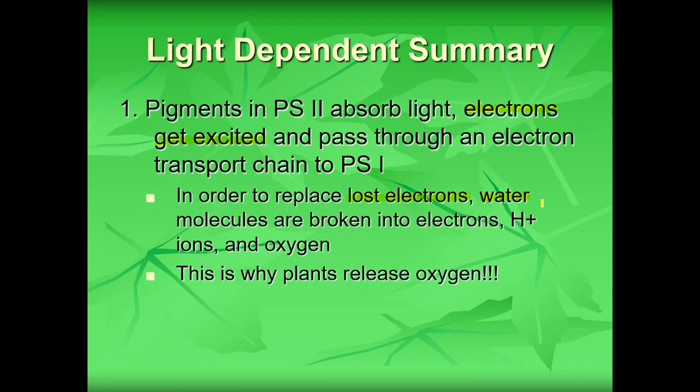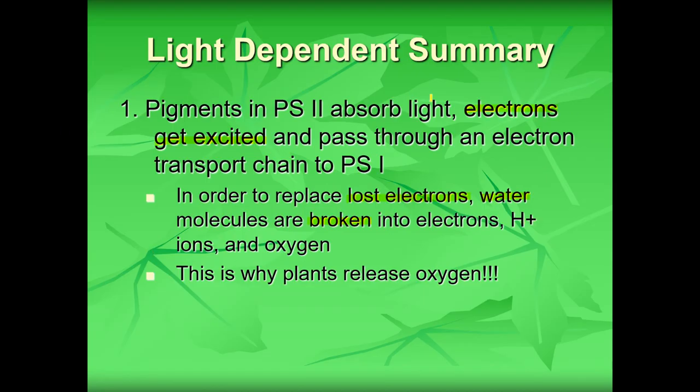Okay, now at the end of the electron transport chain in cellular respiration, oxygen was going to be combined with those electrons and some hydrogen ions, and that is how we produced water in cellular respiration. In photosynthesis, the opposite is going to happen. Now, water is going to be broken into electrons, those hydrogen ions, and oxygen.